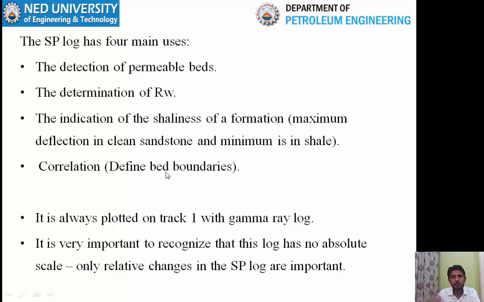But one thing you need to remember is that it is used for the detection of permeable zone. It is not used for the quantification of the permeability. So from this tool, you can identify the permeable zone, but you cannot calculate how permeable your zone is. So again, this log is used for the qualitative analysis, for the detection of the permeable zone.